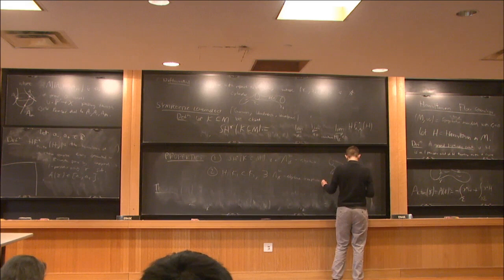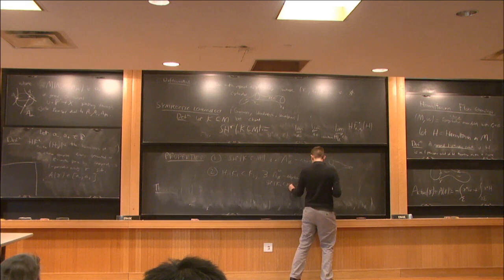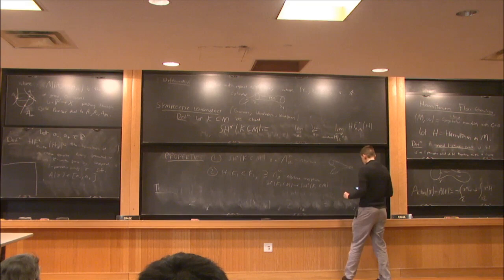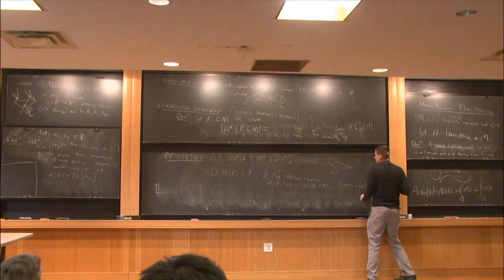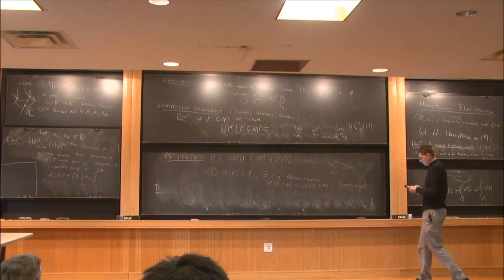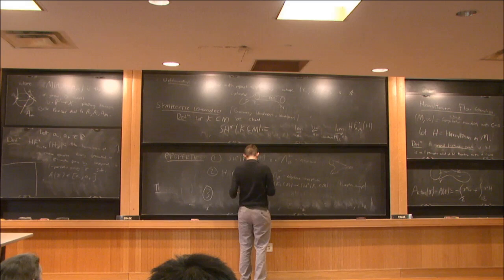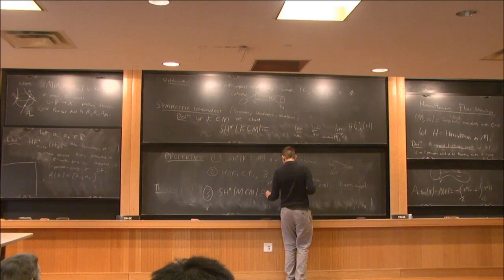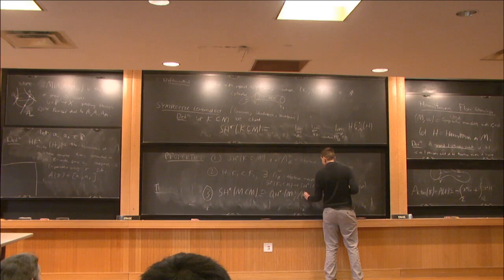Property 2, if K1 is contained inside K2, there exists a lambda omega K algebra morphism SH star K2 inside M mapping to SH star K1 inside M. This is called a transfer map, or a continuation map. Property 3, so this is where we connect with quantum cohomology. So symplectic cohomology of M inside M is isomorphic to quantum cohomology of M with coefficients in lambda omega K.